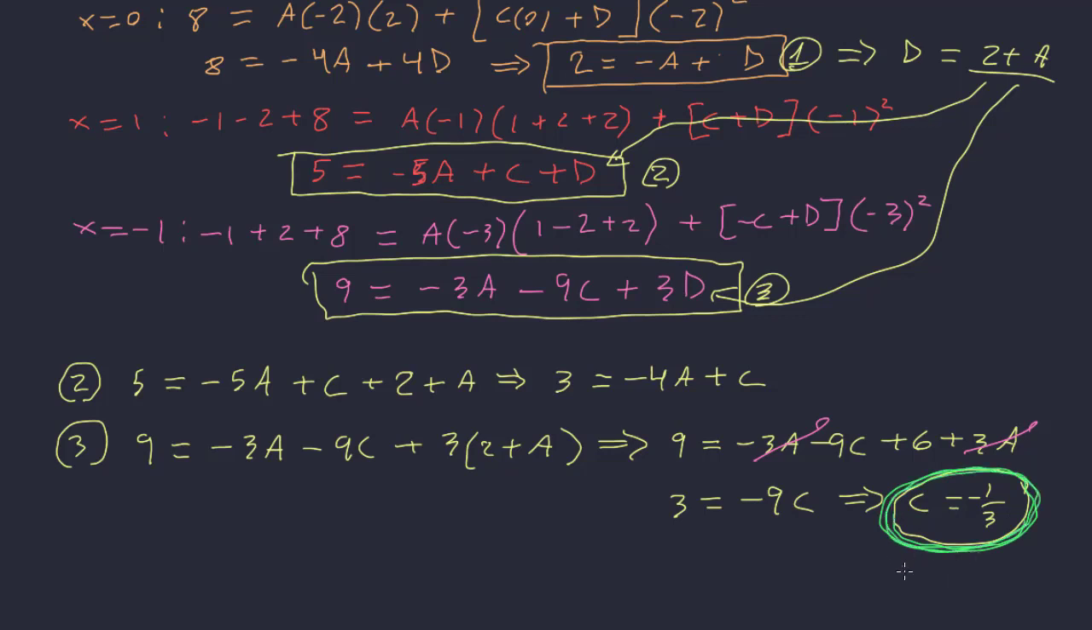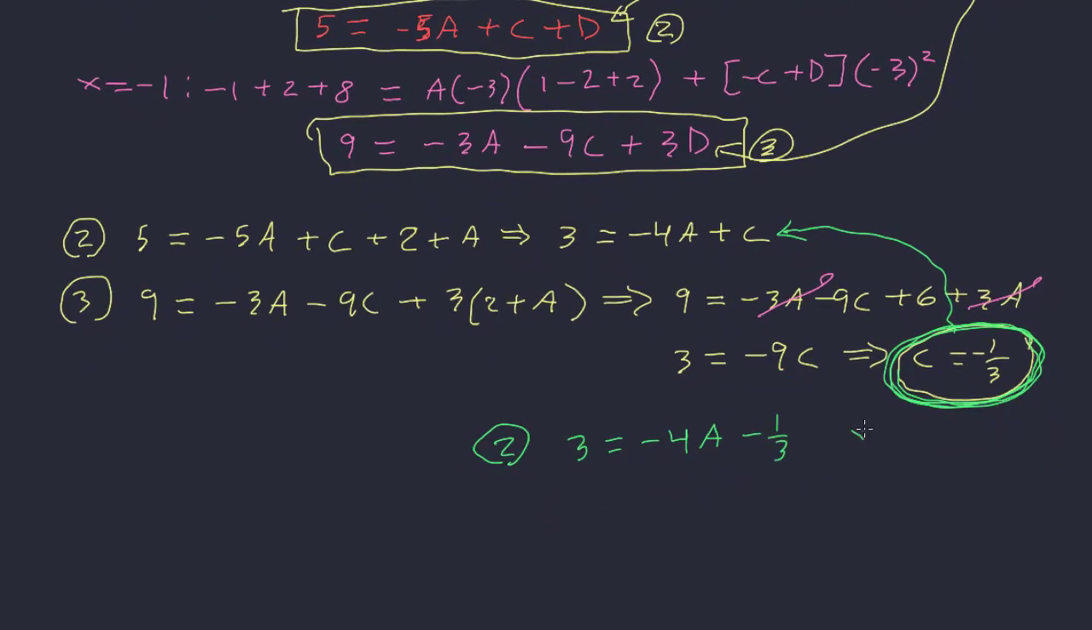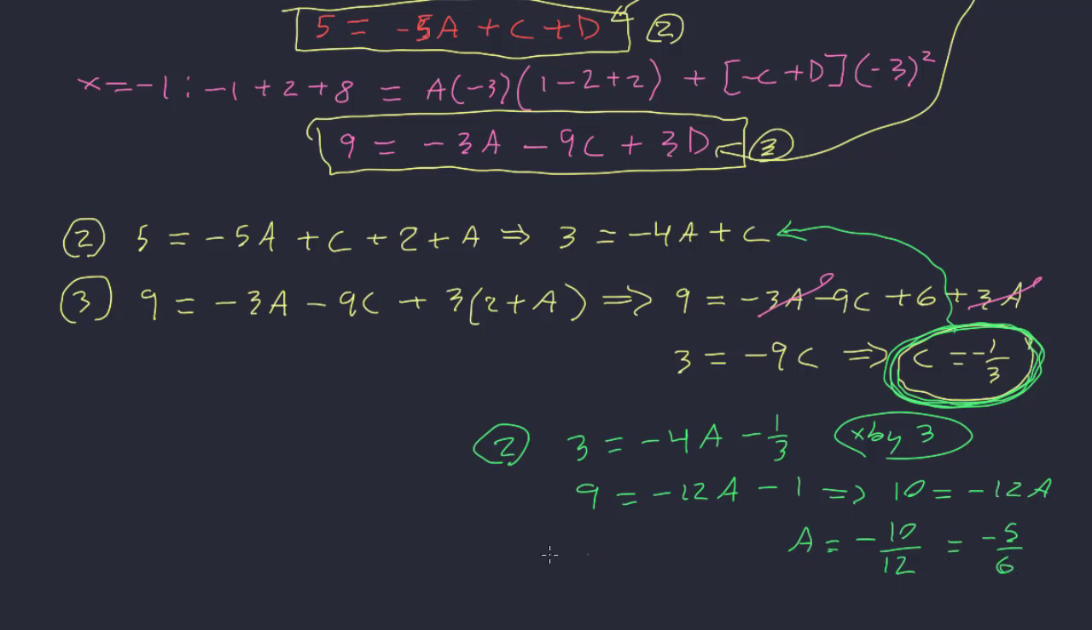All right, give that a big old circle. Now, I'm going to plug this c back into this equation. Okay, so then equation 2 becomes 3 is equal to negative 4a minus a third. Okay, so now I want to multiply by 3, and I'm doing that just to get rid of the denominator here. So we'll get 9 is equal to negative 12a minus 1. Okay, so moving that 1 over, we get that 10 is equal to negative 12a. So a is negative 10 twelfths, which is negative 5 sixths. So that's our a. Let me write the completely simplified version here.